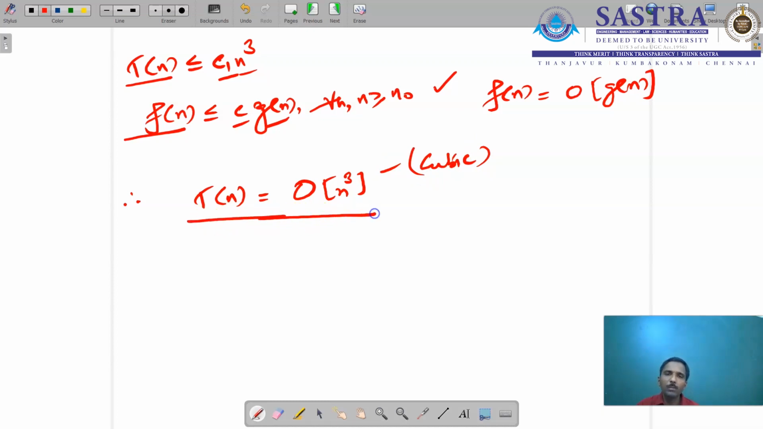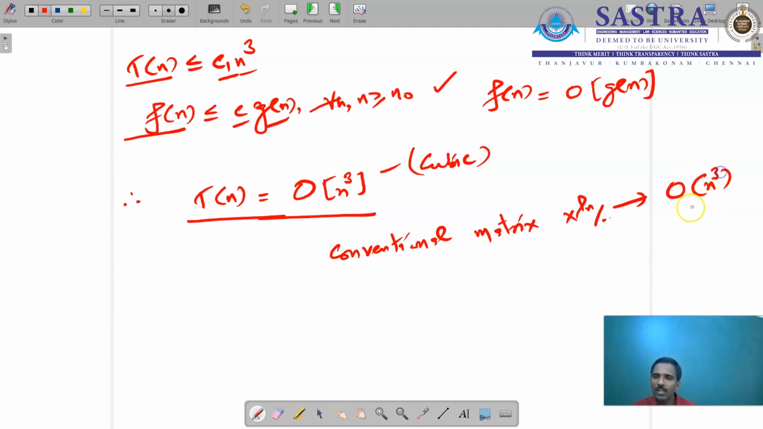So the divide and conquer based matrix multiplication again results in a cubic computational complexity. Already we have seen the computing time of conventional matrix multiplication, that also results in a big O of n power 3, a cubic computational complexity. So clearly the divide and conquer based approach also results in the cubic computational complexity.